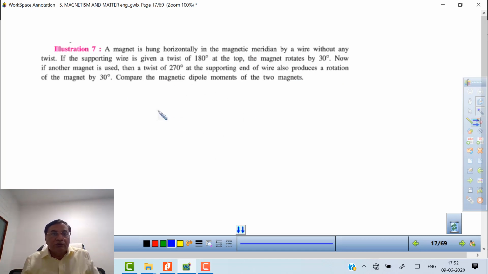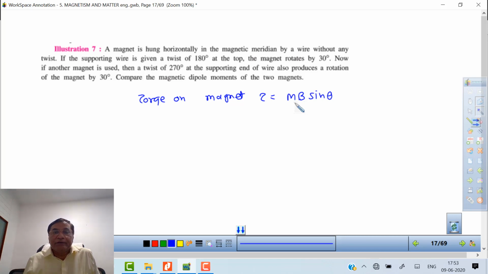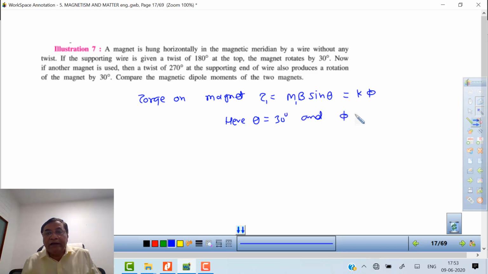Compare the magnetic dipole. So torque on magnet, torque is equal to mB sin theta. This is torque 1 for magnet 1. B is the horizontal component of the magnetic field, so I write B only, sin theta. This is balanced by the twist in the string, so it is equal to k phi. Theta is the angle made by the magnet with the magnetic field, that is 30 degrees, and phi is the twist in the wire, that is 180 minus 30. So here theta is equal to 30 degrees and phi is equal to 180 minus 30 degrees, which is 150 degrees.